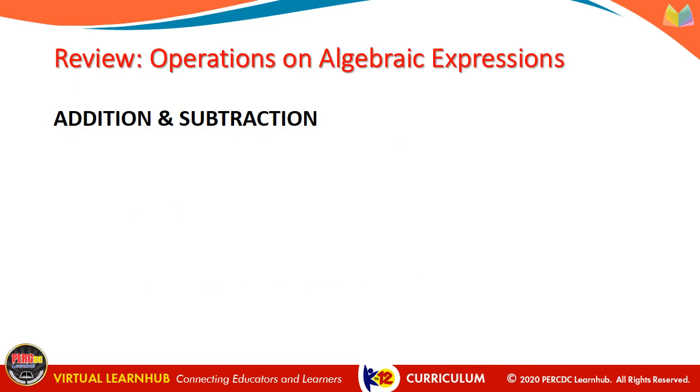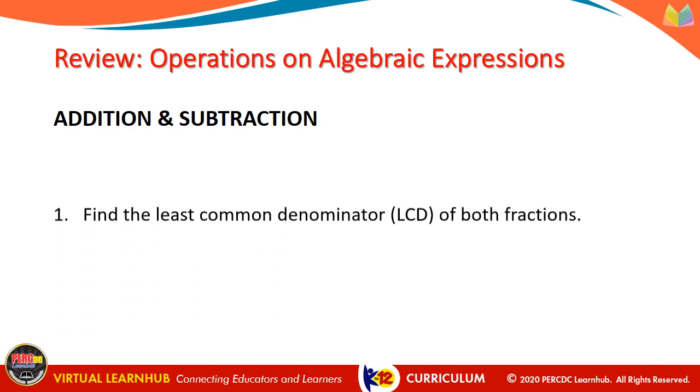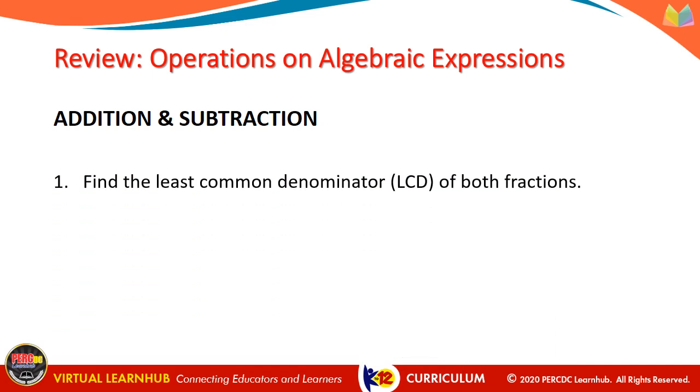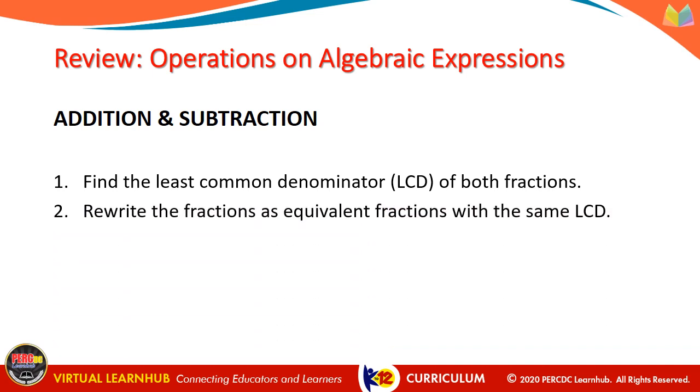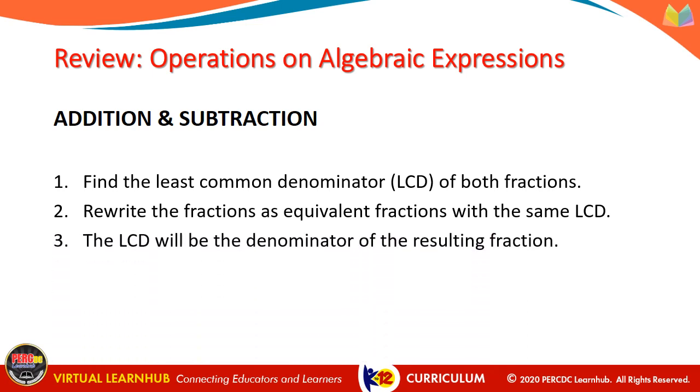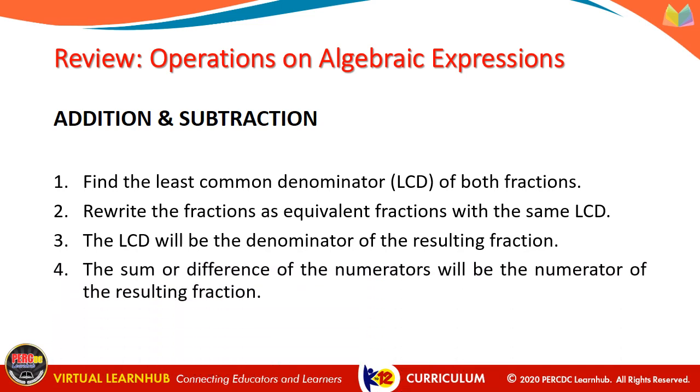Let us review our operations on algebraic expressions. Addition and subtraction. In adding and subtracting algebraic expressions, we should take note of these following steps. Number 1, find the least common denominator or LCD of both fractions. Number 2, rewrite the fractions as equivalent fractions with the same LCD. Number 3, the LCD will be the denominator of the resulting fraction. And number 4, the sum or difference of the numerators will be the numerator of the resulting fraction.